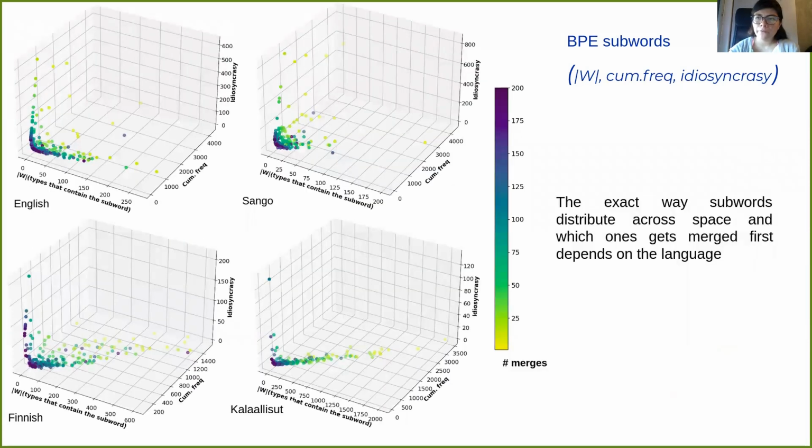This is how it looks if we plot the first 200 BPE subwords for different languages. The color indicates the number of merge operations in which the subword was created, so lighter colors indicate that the subword was created in the early merge operations. We chose these representative languages just for the sake of illustration. And we can notice that the exact way in which subwords distribute across the space, and also which ones get merged first, depends on the language.